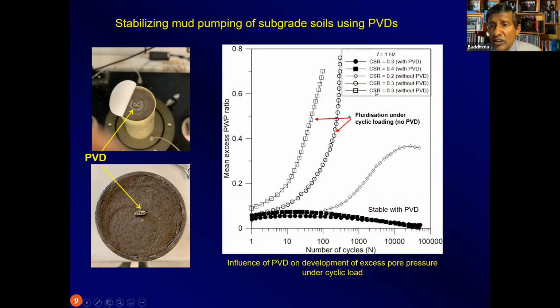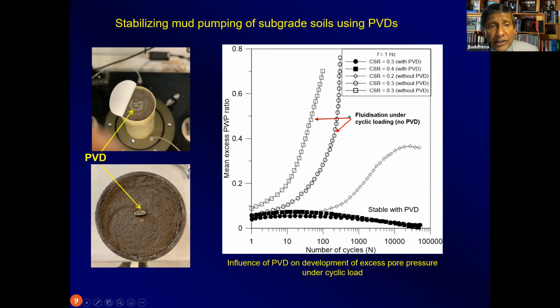So the cyclic stress ratio that is given here is defined as the cyclic deviator stress divided by 2 times the confining pressure. In typical heavy haul trains, you will find the CSR value exceeds around 0.3 and may go up to about 0.6. So if you do not have vertical drains in such a soil where the water content is close to the liquid limit, then you get the risk of the maximum pore pressure, the mean excess pore pressure, rapidly increasing, therefore making the effective stress go to practically zero. The soil will fluidize and the track will fail.